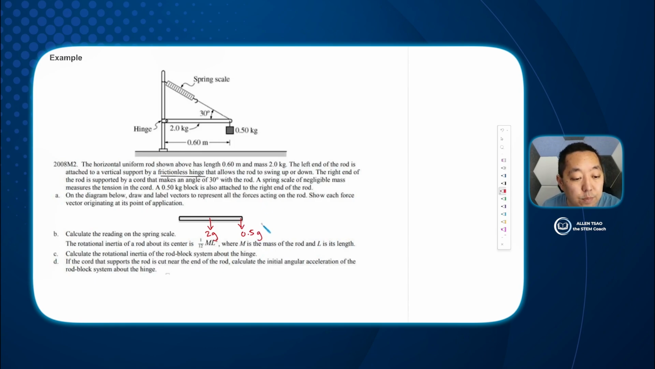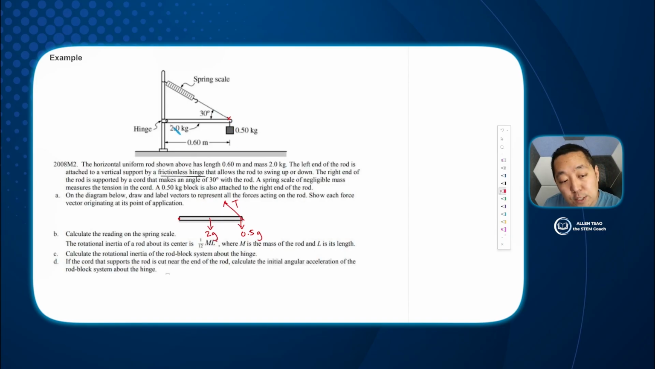And then let's see. Yeah, we're going to do the rod and the block. I was just reading the other parts of the question. What else is touching it? We have a tension force this way at the end at this contact point. And then the hinge force.